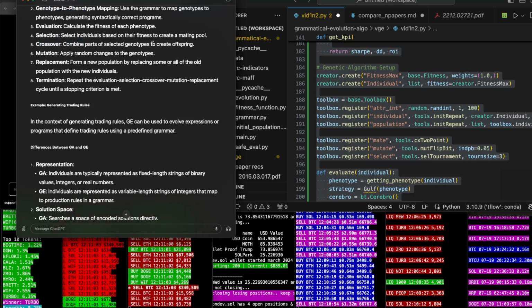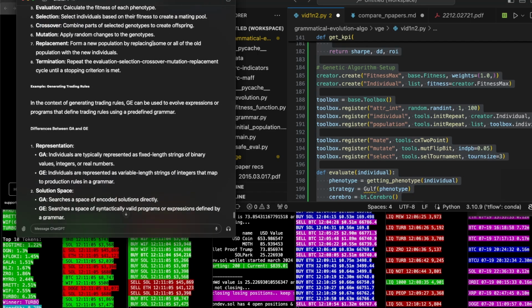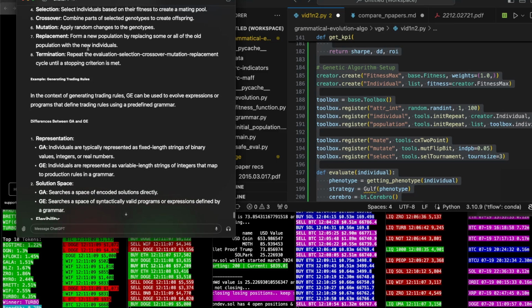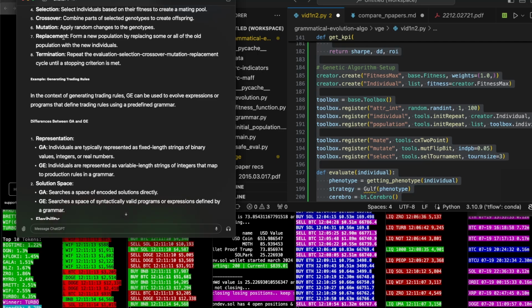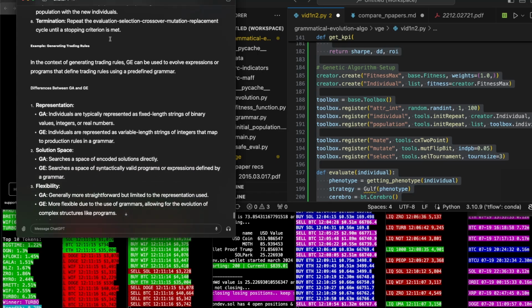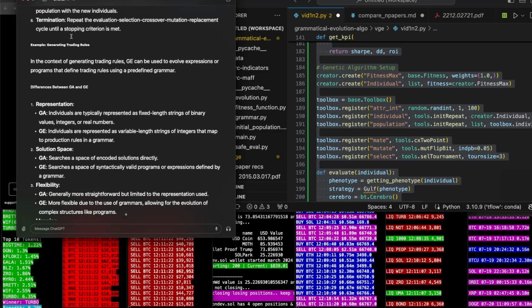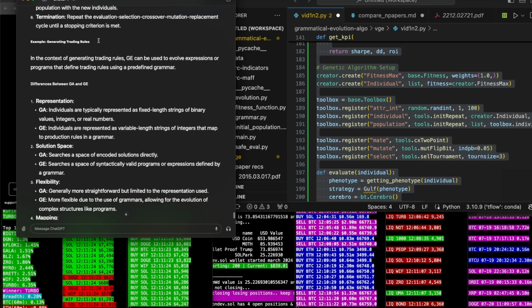Crossover, combine parts of selected genotypes to create offspring. Mutation, apply random changes to the genotypes. Replacement, form a new population by replacing some or all of the old population with the new individuals. Termination, repeat the evaluation, selection, crossover, mutation, replacement cycle until a stopping criterion is met.